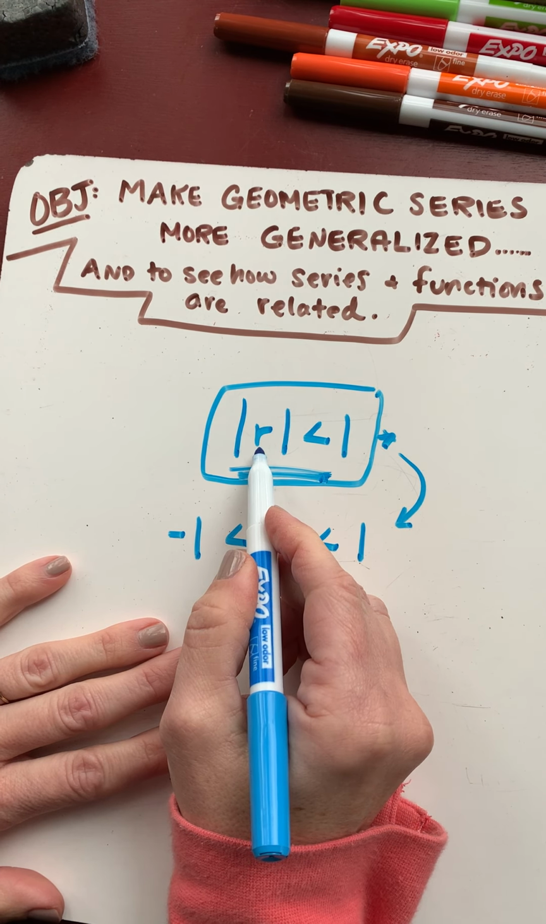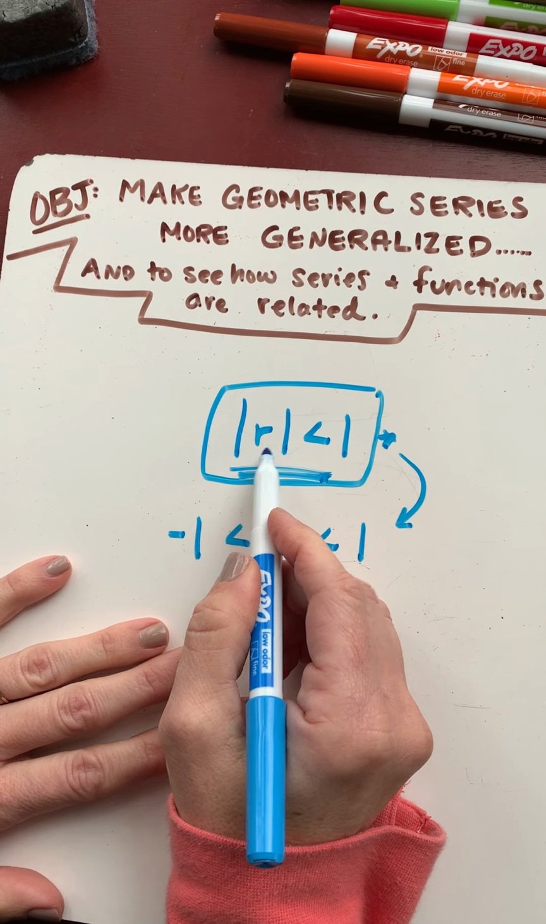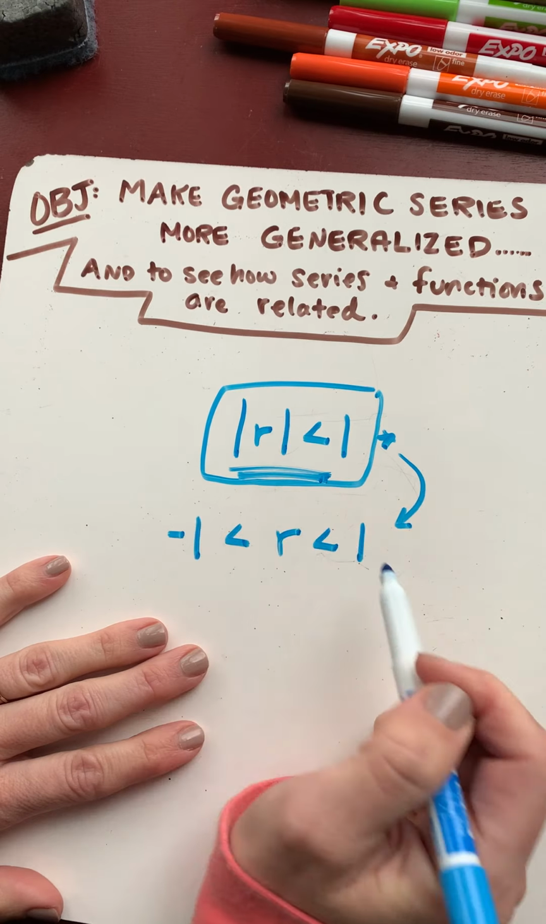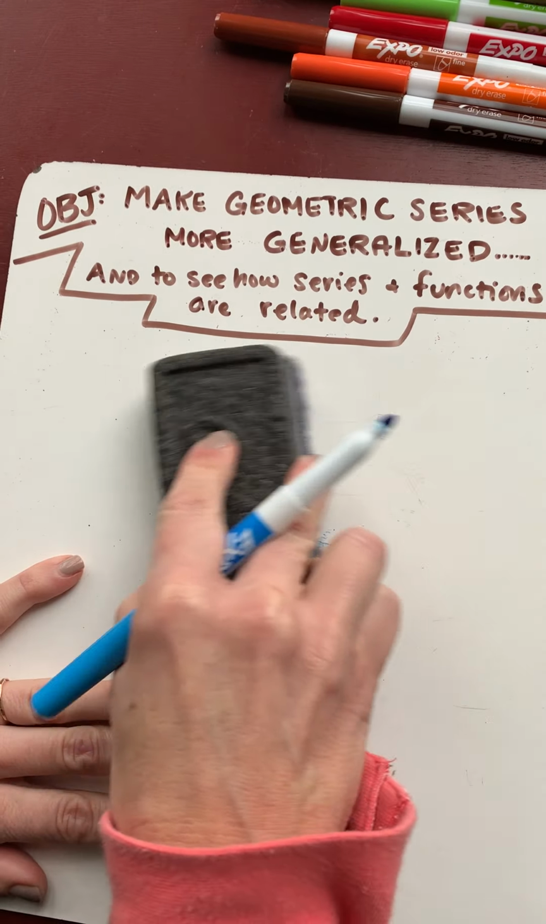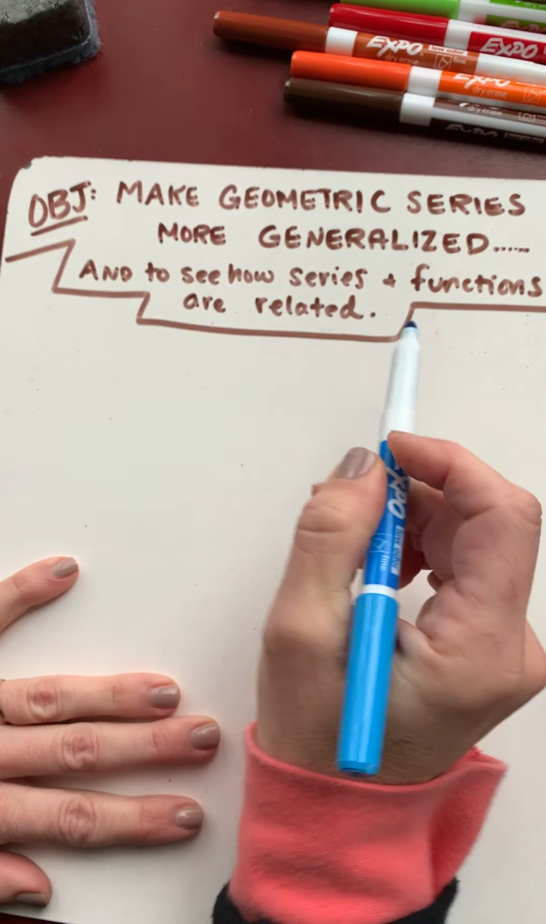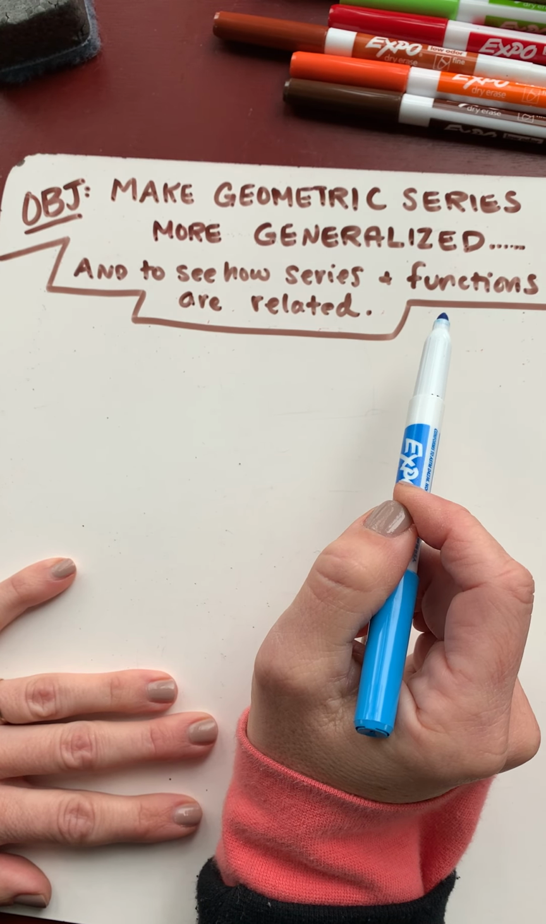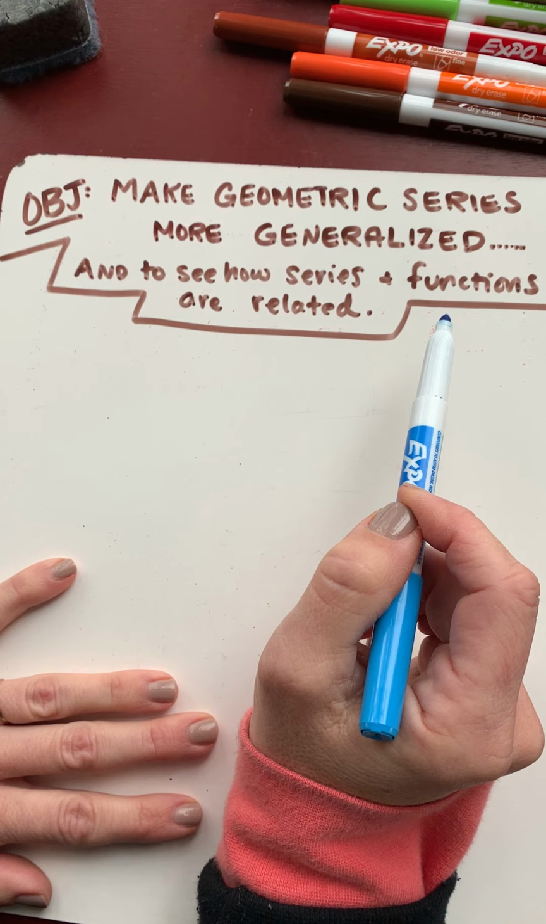Remember, absolute value is the distance away from 0 that a number is. So if the distance away from 0 is less than 1, then that number has to be between 1 and -1. So anyway, we know that geometric series will converge whenever that multiplier is between -1 and 1.